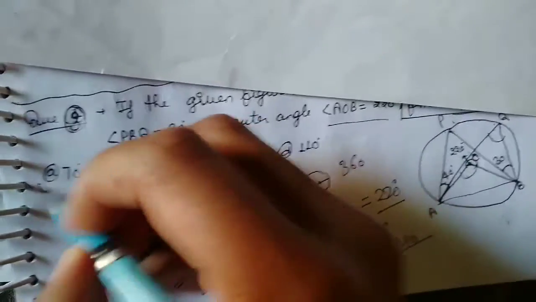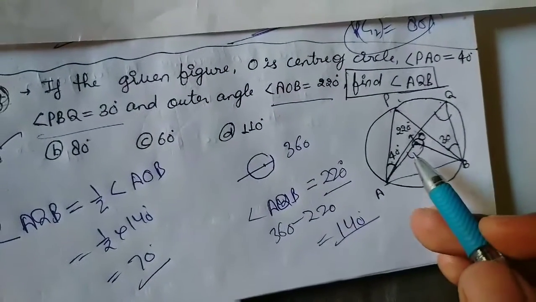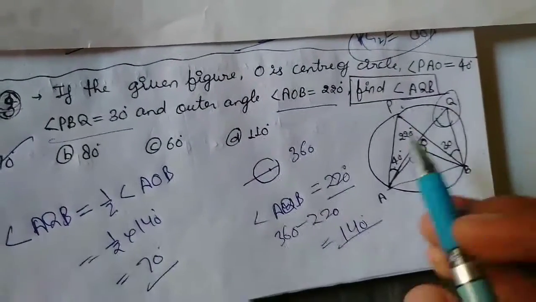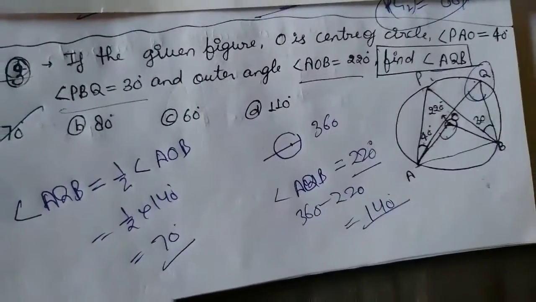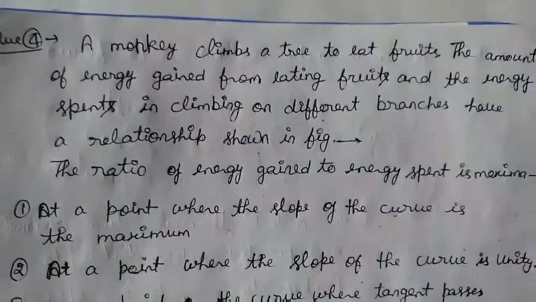So the option is A. It's a very simple question. You are given an angle of 220 degrees and you have to find angle AQB, and by applying the basic theorems of circles you can easily find this answer. Now come to the next question.